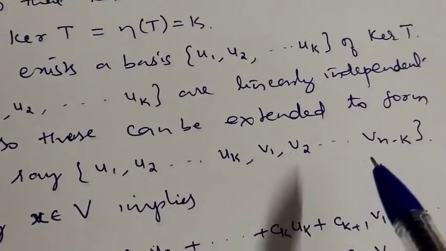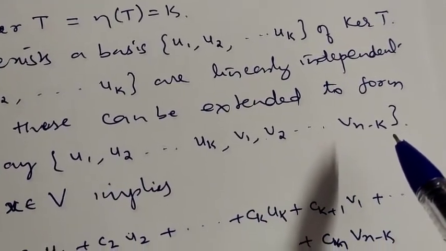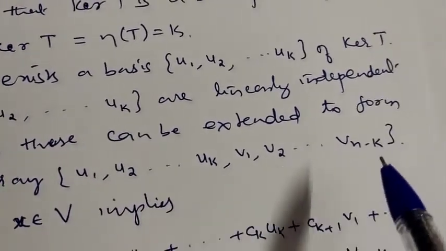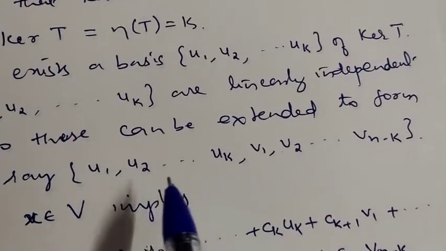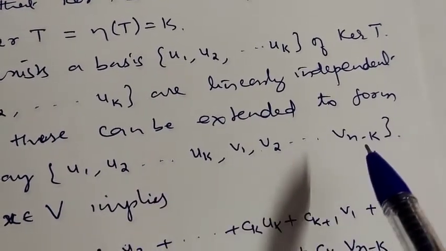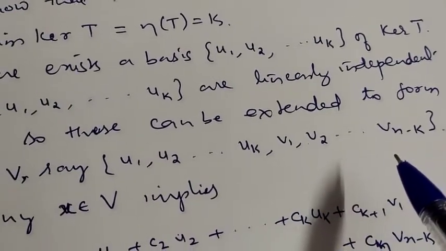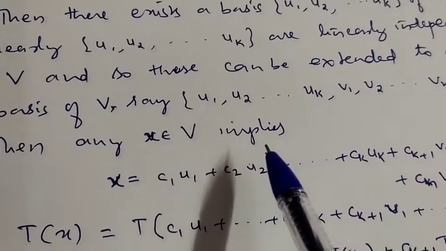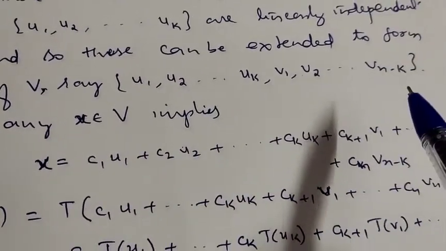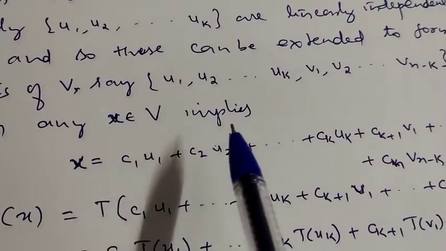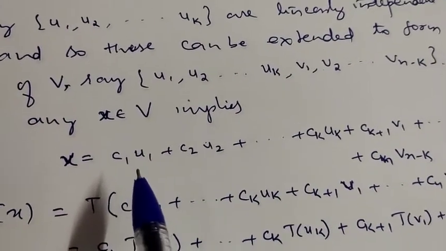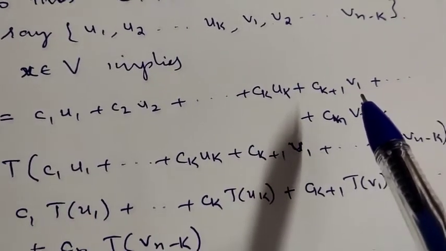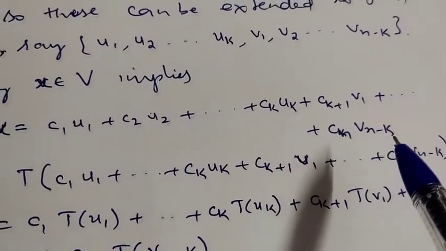So I will add V1, V2, etc., Vn minus K to the existing basis U1, U2, etc., Uk to form a basis of V. So U1, U2, etc., Uk, V1, V2, etc., Vn minus K is a basis of the vector space V. Thus, any vector in V can be written as a linear combination of these basis elements. So say X is an element of V; this implies X can be written as C1 U1 plus C2 U2, etc., Ck Uk plus Ck plus 1 V1, and so on, up to Cn Vn minus K.